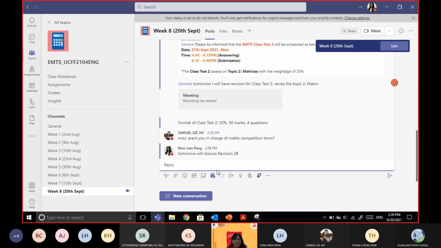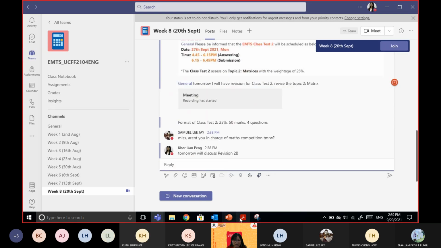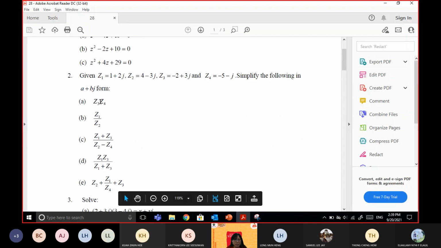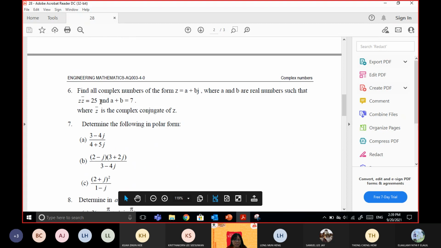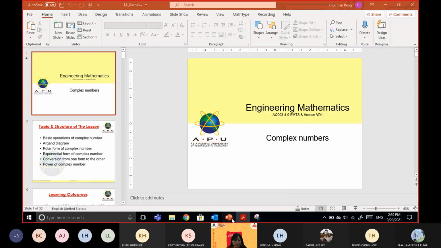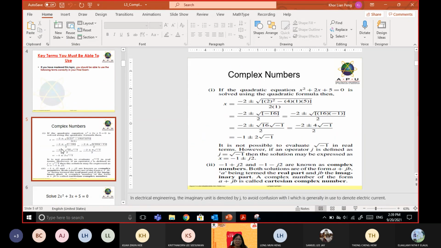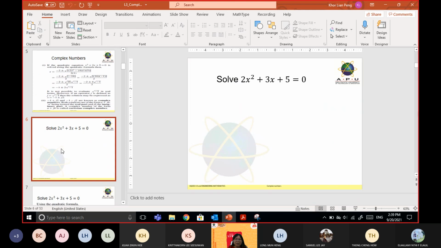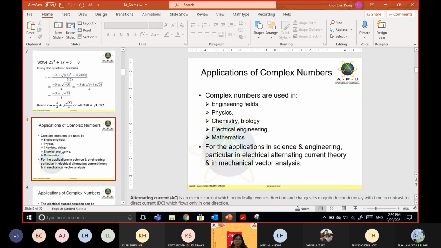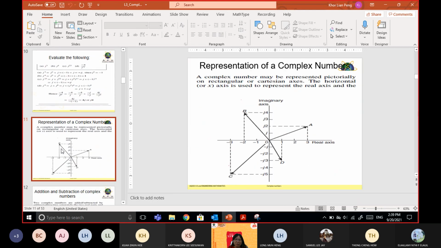Now let's move on to your tutorial. For the tutorial, we are supposed to continue question 1 to question 7. Let's have a quick recap of what we went through during the last class. First you need to understand complex numbers, and I think you should all be very familiar with complex numbers in the Cartesian form.